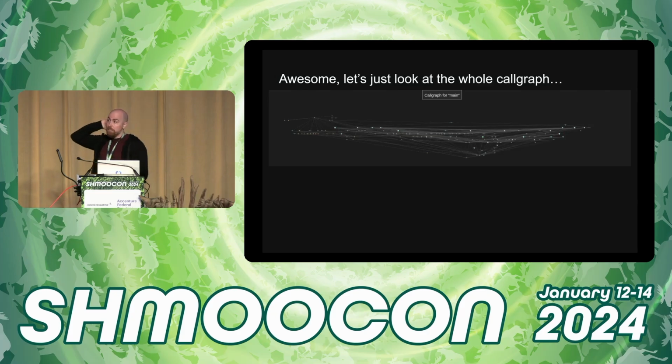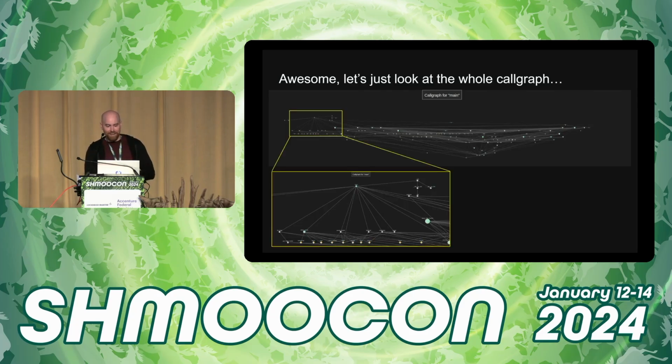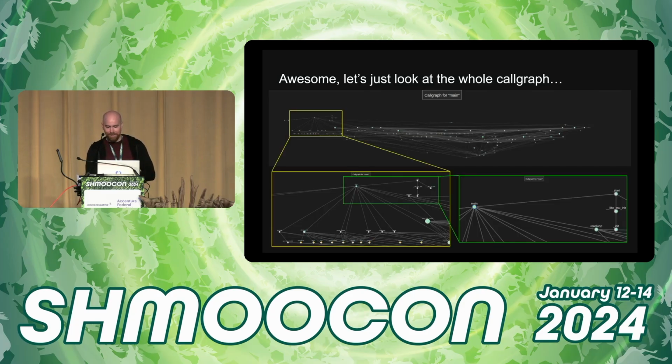But this is that same binary, which is a toy-sized challenge binary, and it's like, oh, wow, that's a lot of code. Well, luckily, it's interactive. I can just zoom in, right? And like, okay, let me zoom in a little bit more, and that's all the way zoomed in, and I can see main, maybe a couple other functions. Clearly, you can't just look at the whole call graph, right?